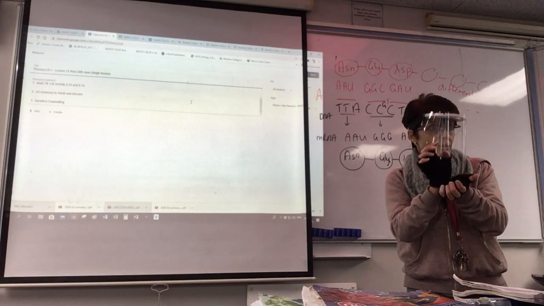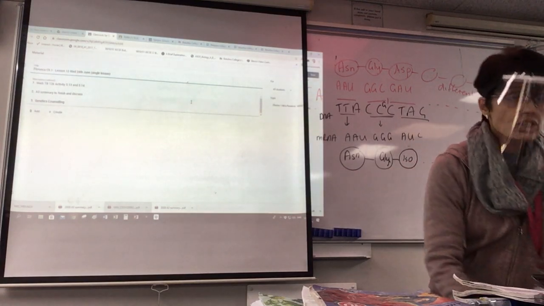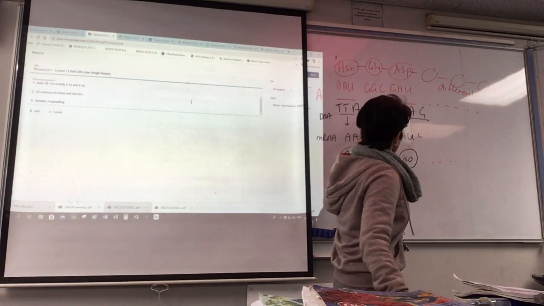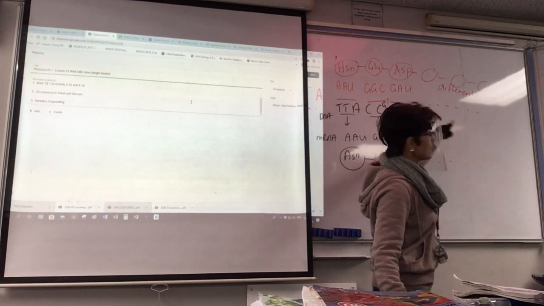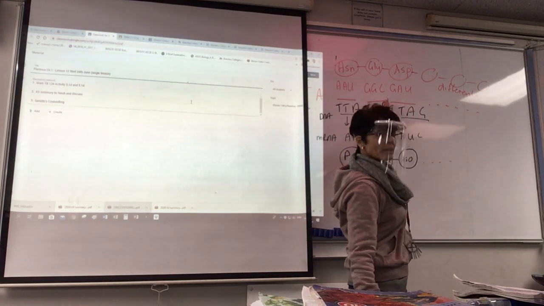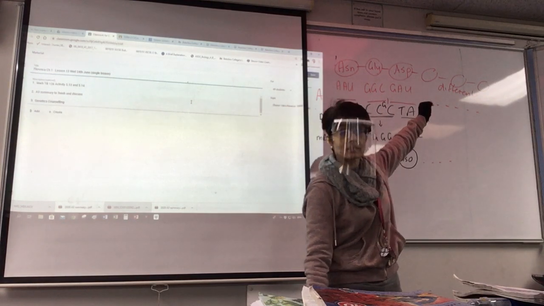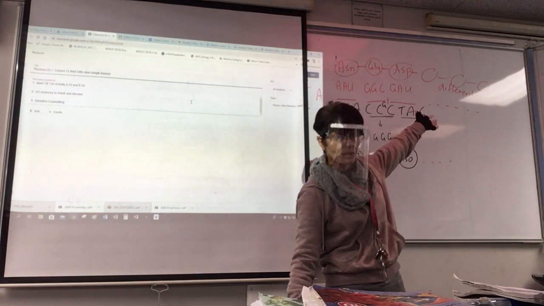It won't work. So with an insertion, because it changes all the codons on the DNA after the mutation, it results in a drastic change to the resulting protein, and therefore maybe it won't work.